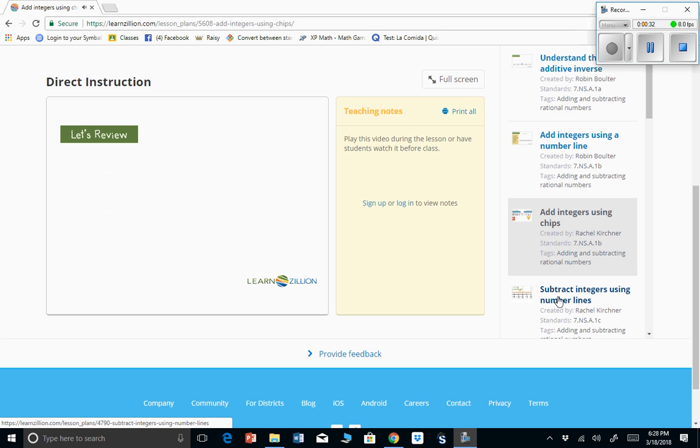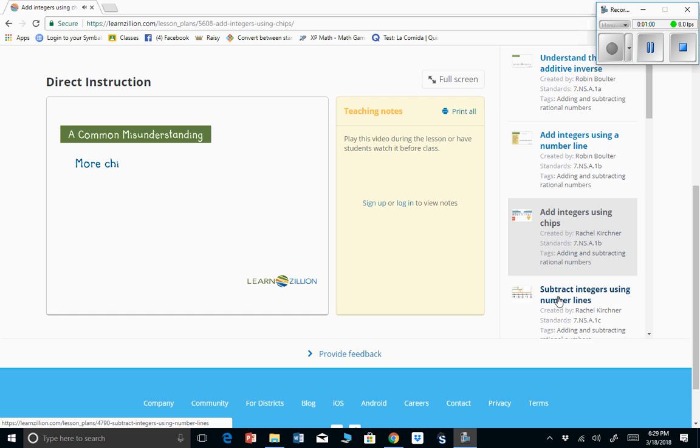Let's review. Integers can be modeled with integer chips. Yellow chips represent positive numbers and red chips represent negative numbers. A zero pair is made when opposite quantities have a sum of 0. Here we have the opposites positive 1 and negative 1. You can think of the opposites as canceling each other out. 1 and negative 1 are a zero pair.